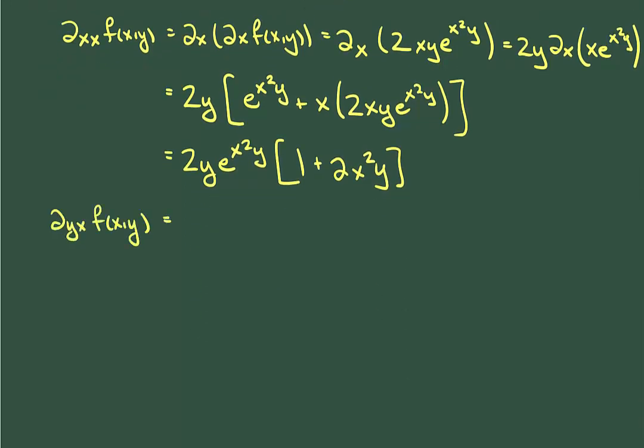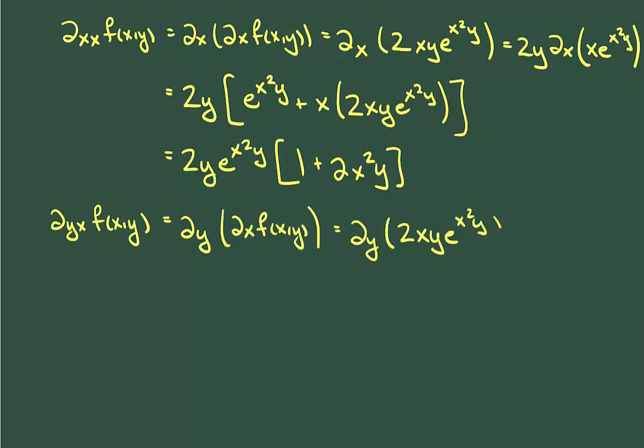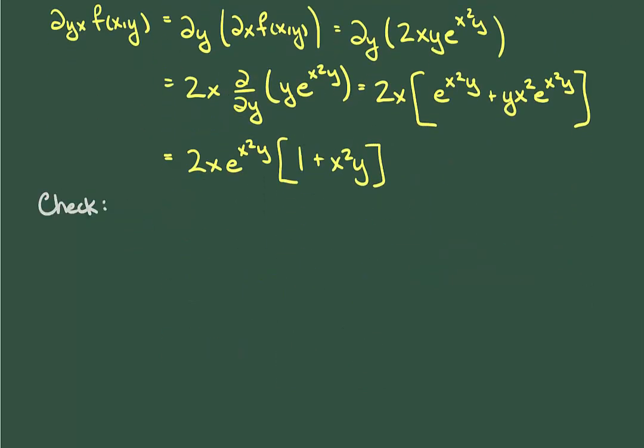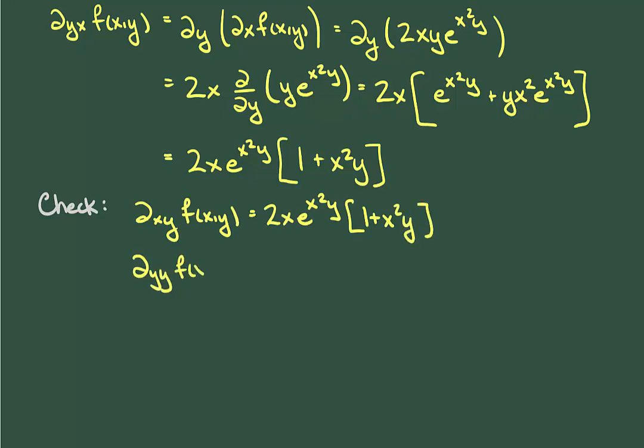Now it's the same story for the yx derivative, where again we'll factor out the 2x term because it's constant in y. Another product rule and chain rule awaits us. And factoring e to the x squared y then gives us this. The other 2 derivatives are yours to check, but here are the results that I got. And there you have it.